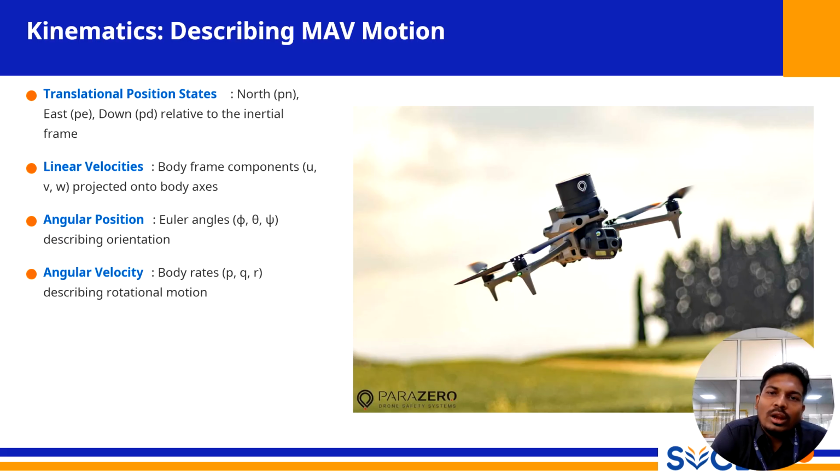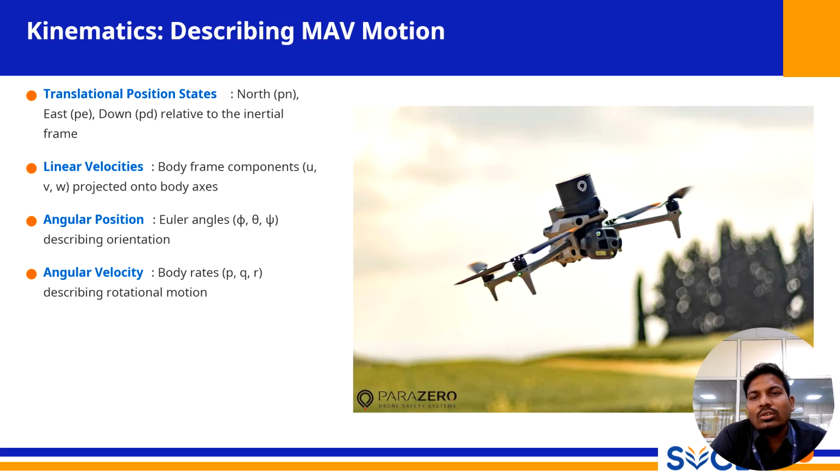These are translation position states. We define the position using three coordinates. North is represented as Pn, east as Pe, and down as Pd. These coordinates are all measured relative to the inertial frame. This means we have a fixed starting point on the ground, and we measure the aircraft's position as distance along these three axes from the origin.